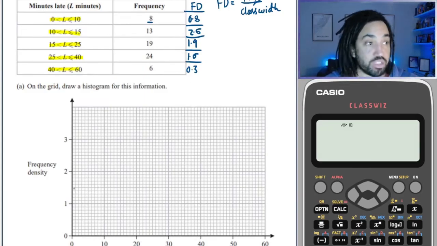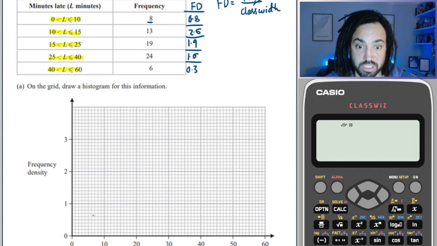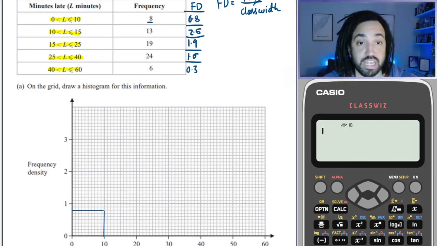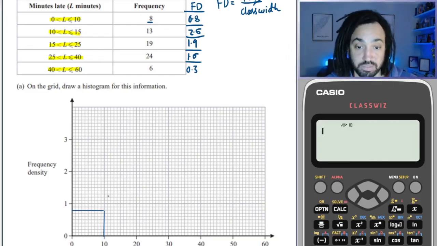So the first interval is between 0 and 10, and that goes up to a frequency density height of 0.8, which is right here. So I draw a line across like that, and then a line down there. The next box is between 10 and 15, and that has a frequency density of 2.6. So I go up to 2.6, which is about there, and then across only to 15, which is there, and then down again like that. Next one is 15 to 25, and it goes to 1.9.